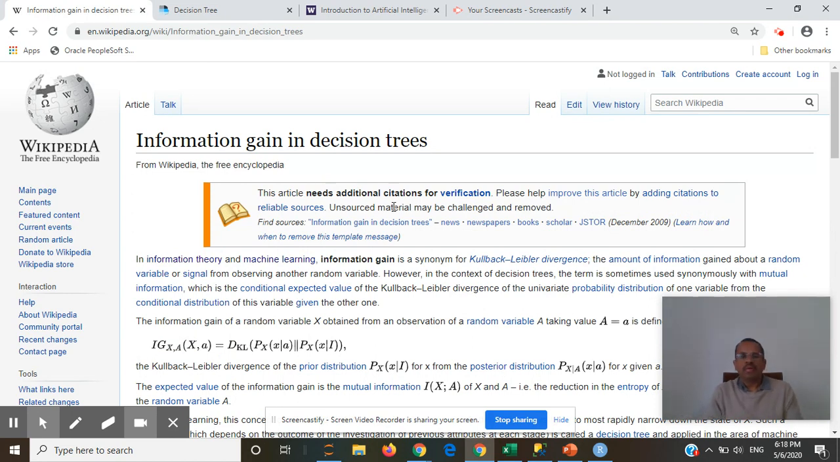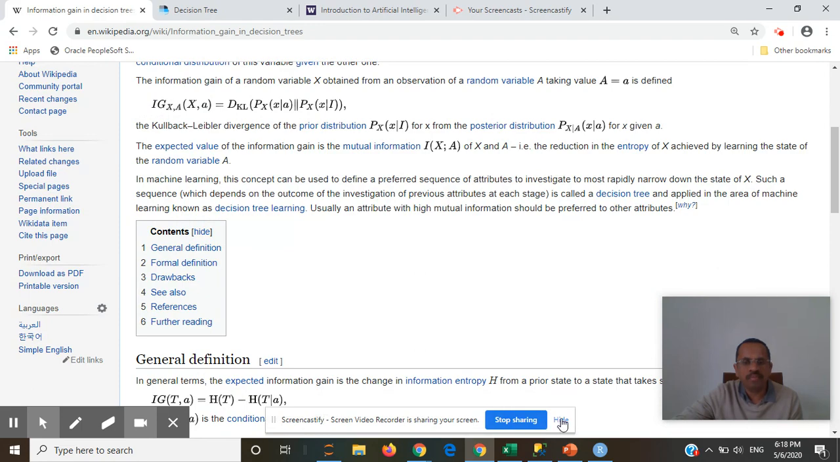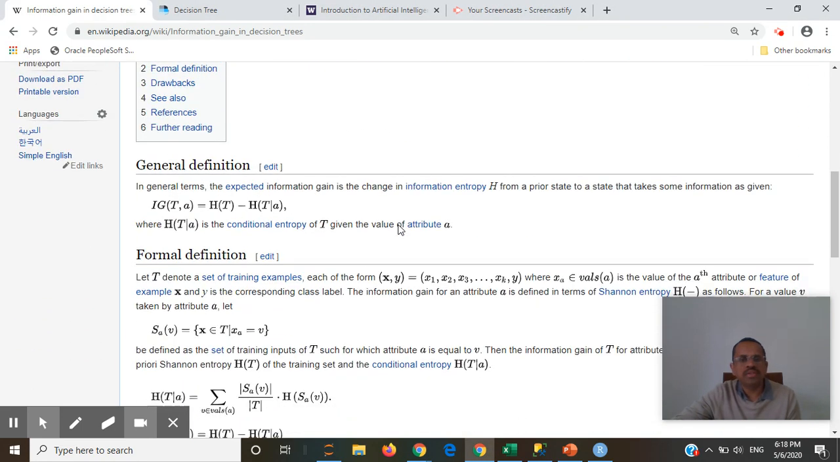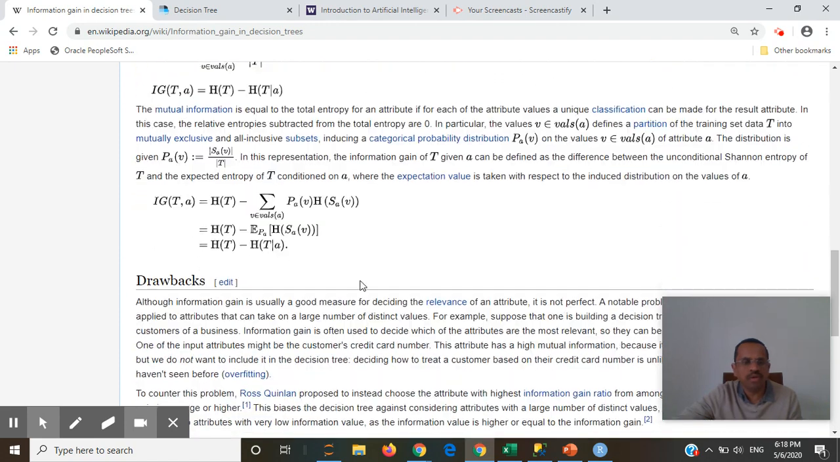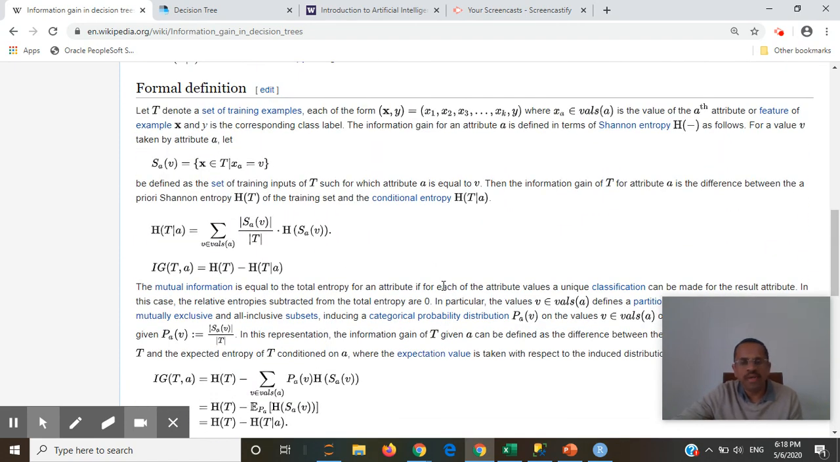Hello, today I will show something about information gain in decision trees. I will talk about information gain, entropy, and all related topics. If you go to the web page of information gain in Wikipedia, there are a lot of formulas. So it is somewhat intimidating to see all these formulas. But today it is my intention to sort out a lot of things and to make it very easy.